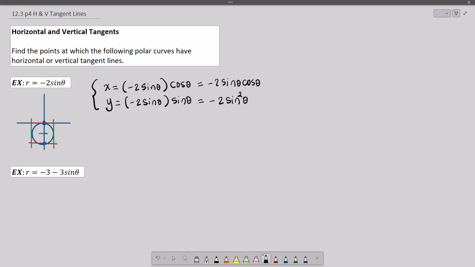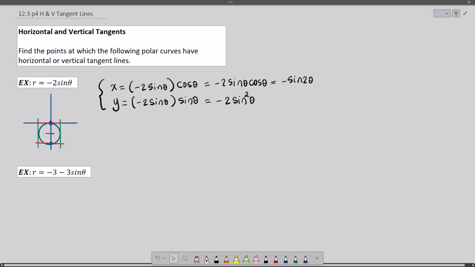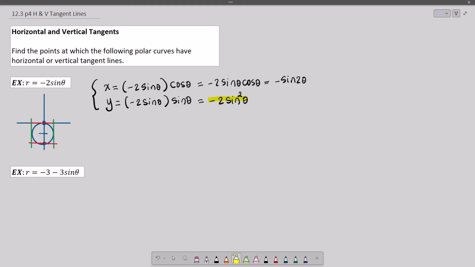Now we have to take our derivatives. So we've got our functions. This time, let's do it a little differently. This time, let's use a double angle for this one. 2 sine cosine is sine of 2 theta. You don't have to, but let's do it this time. We didn't do it last time. So now this one we're just going to leave as is. So there's our x, there's our y.